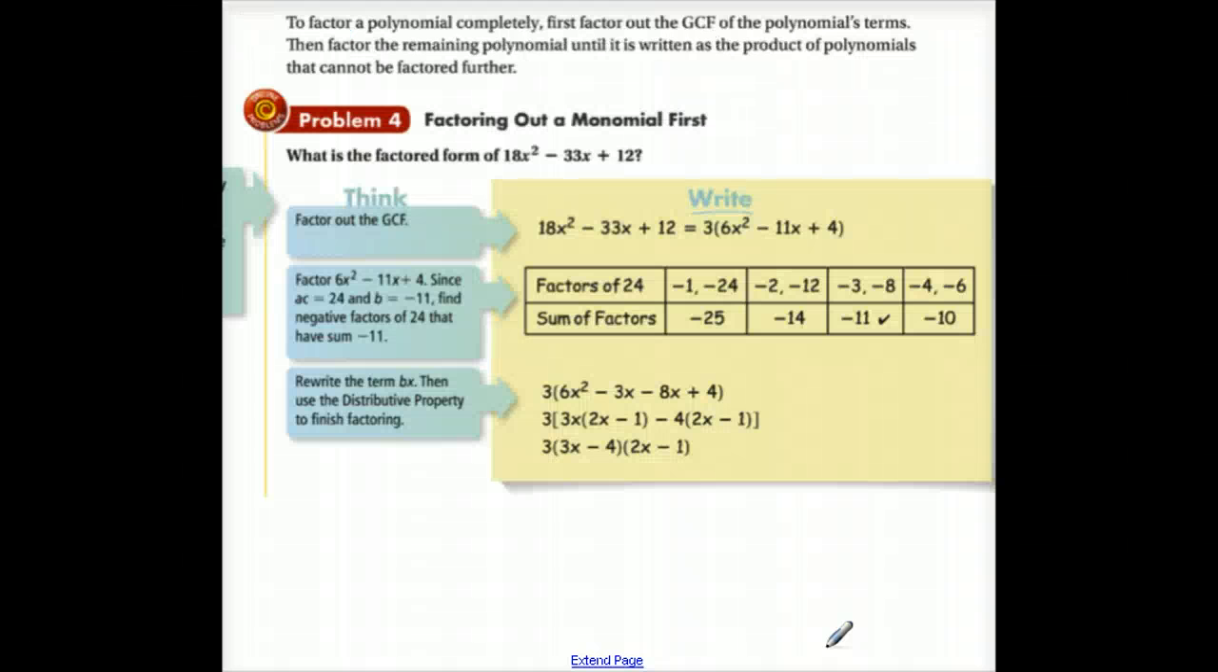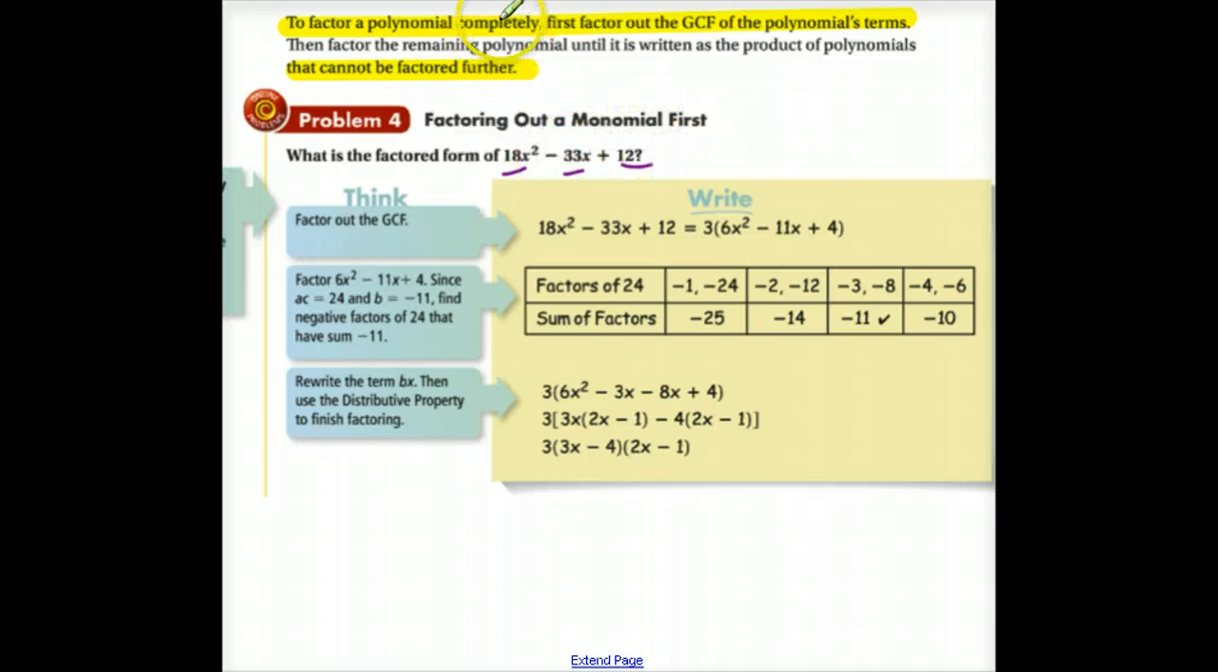All right, our final example is when all of our coefficients or terms in our trinomial have large numbers. To factor out a polynomial completely, this is really important. First, factor out a GCF of all three terms. Then, factor the remaining polynomial until it is written as the product of polynomials that cannot be factored further. That's when you know a polynomial is completely factored.